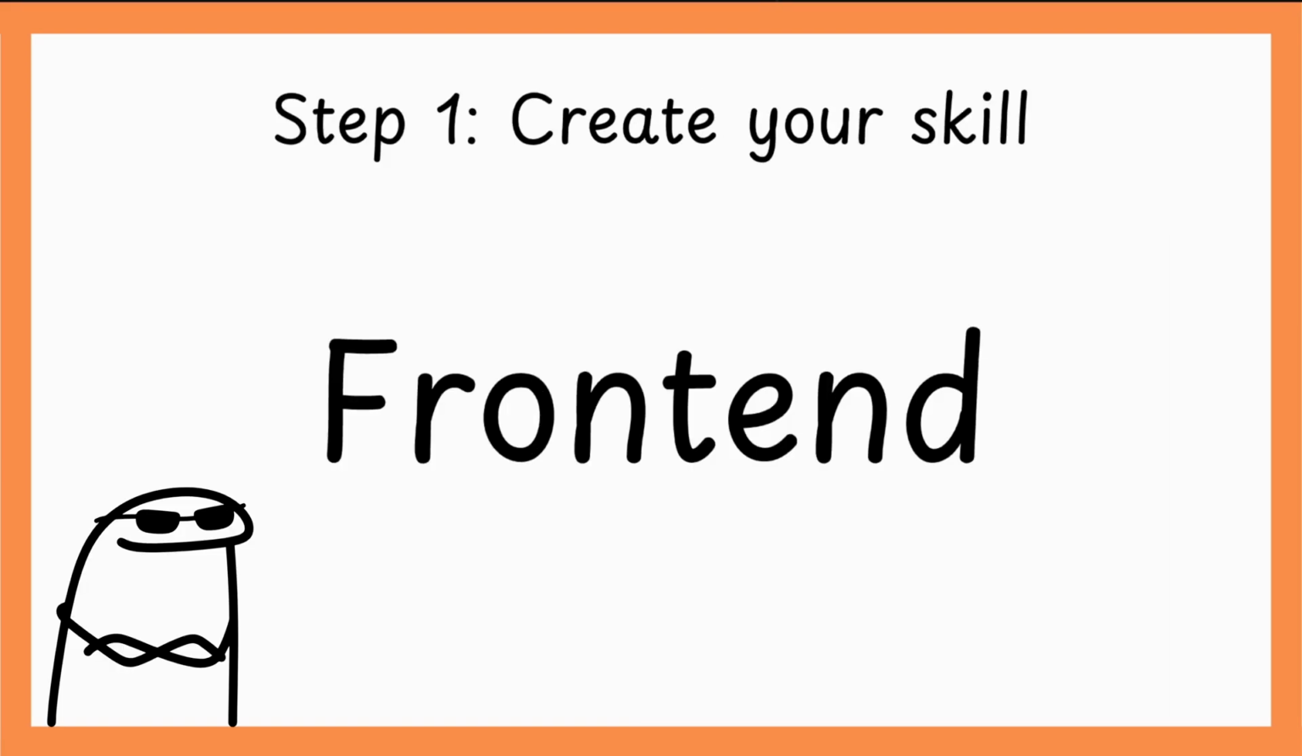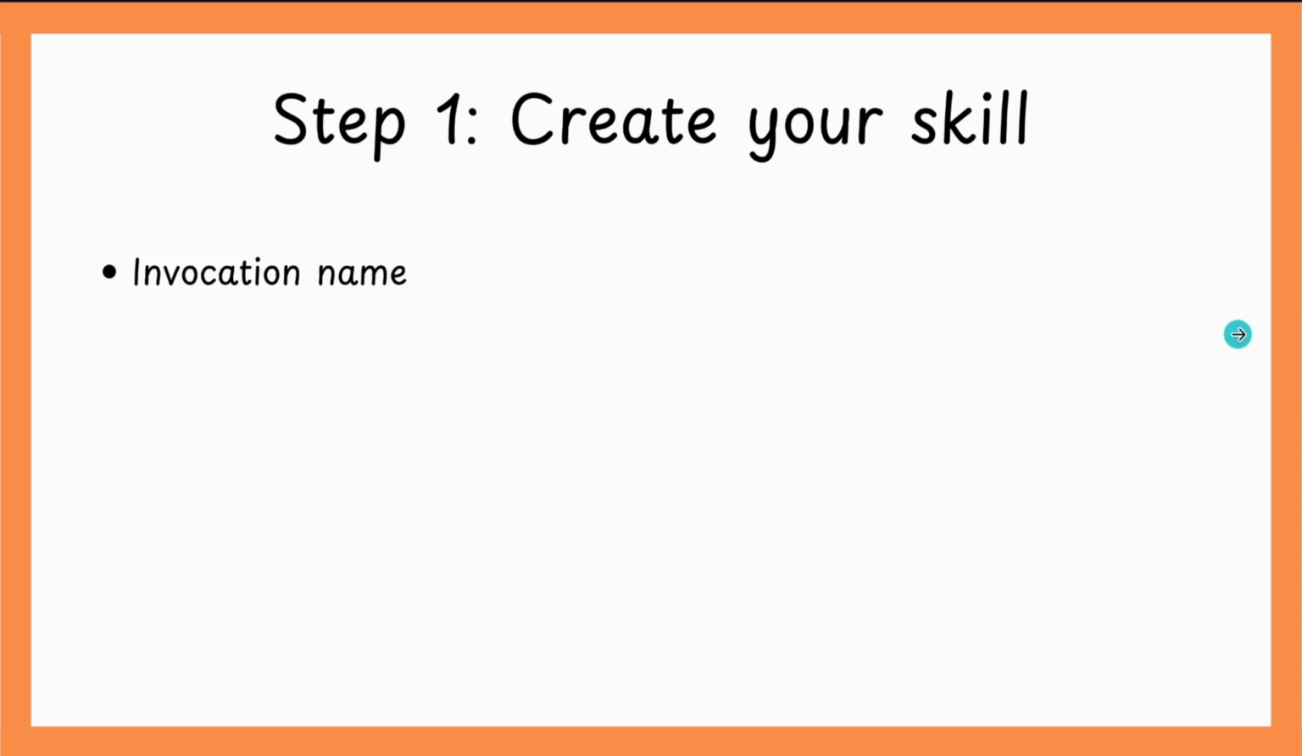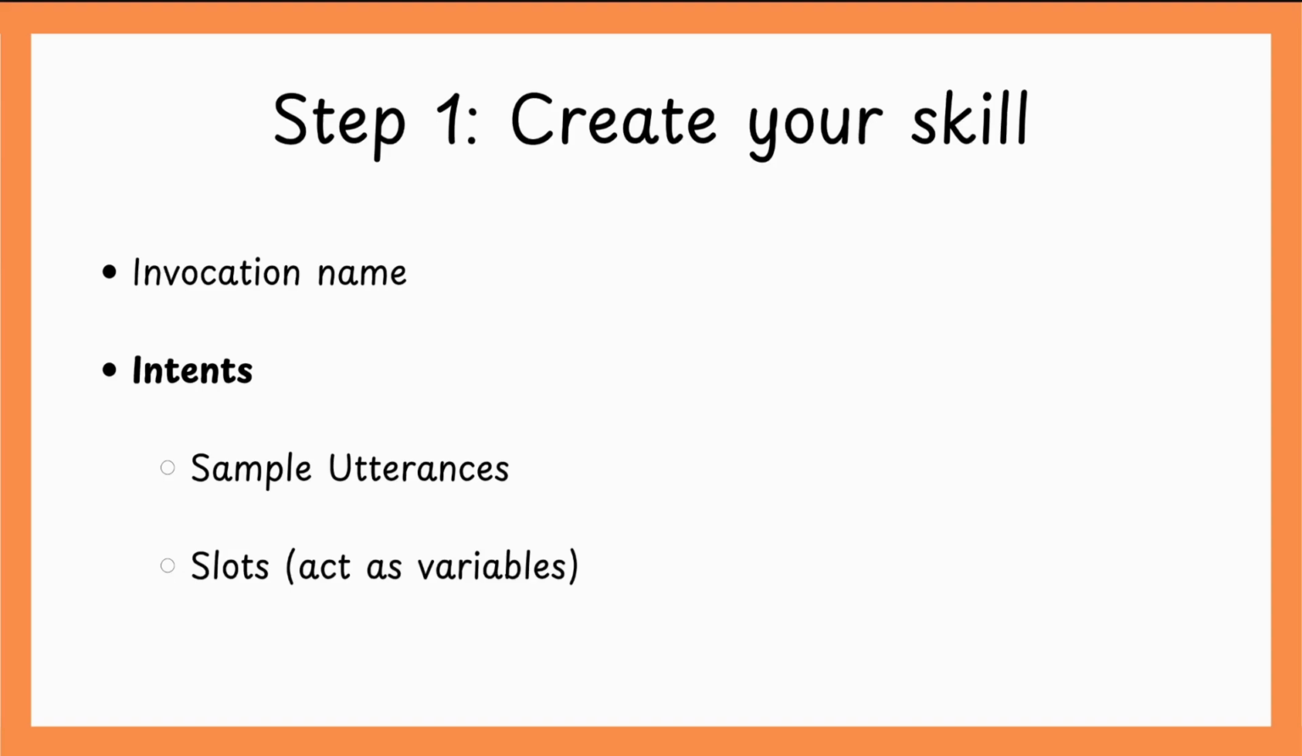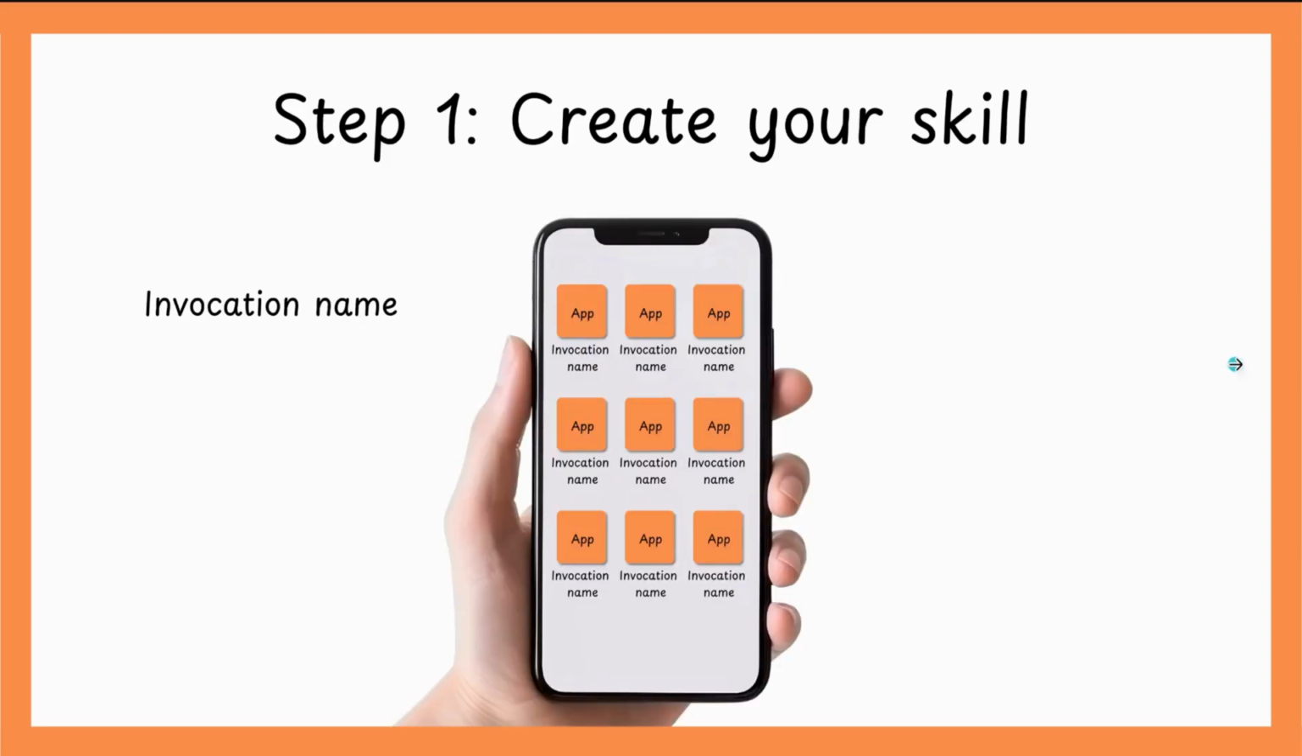So step one, create your skill. This part will be about the front end. And there is some terminology that you should know before I show you exactly how it's done. So firstly, there's invocation name, intents, sample utterances, and slots. In order to show you what these mean, I've provided a bit of a physical real world example in terms of a phone application. So in order to invoke our Alexa skill, we have an invocation name, and this is like clicking one of these orange buttons to open an application.